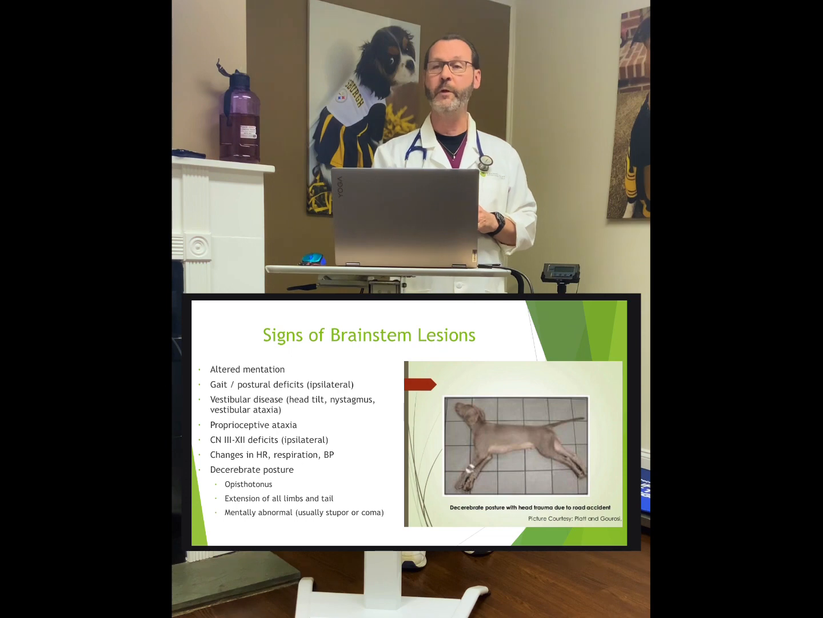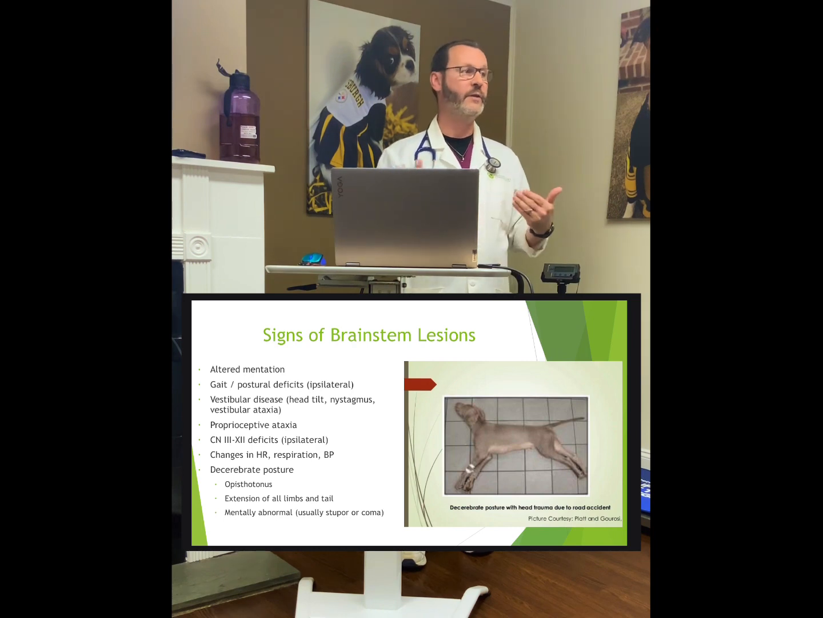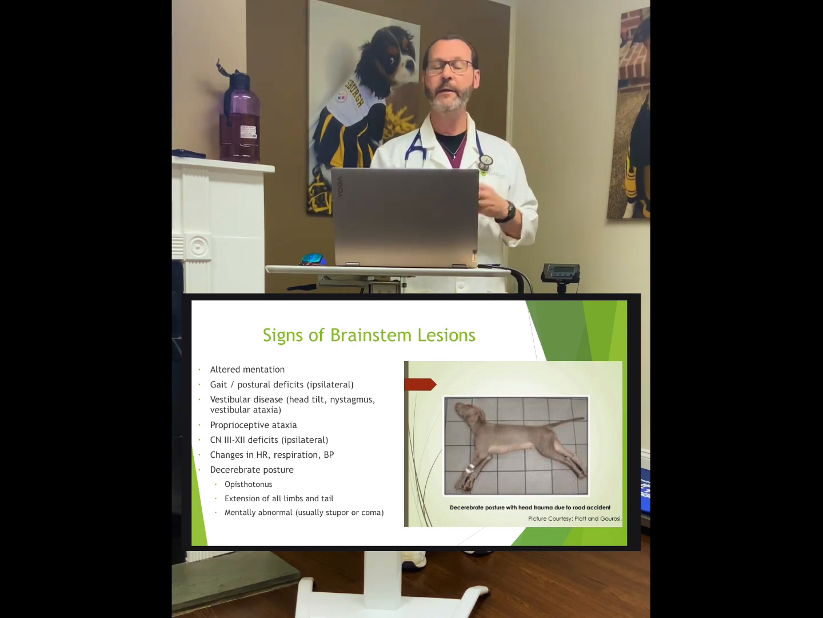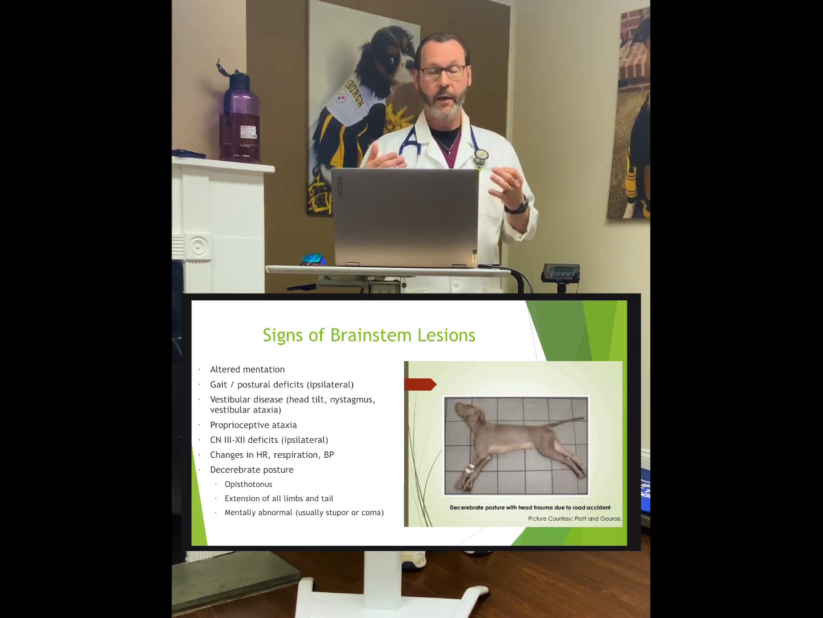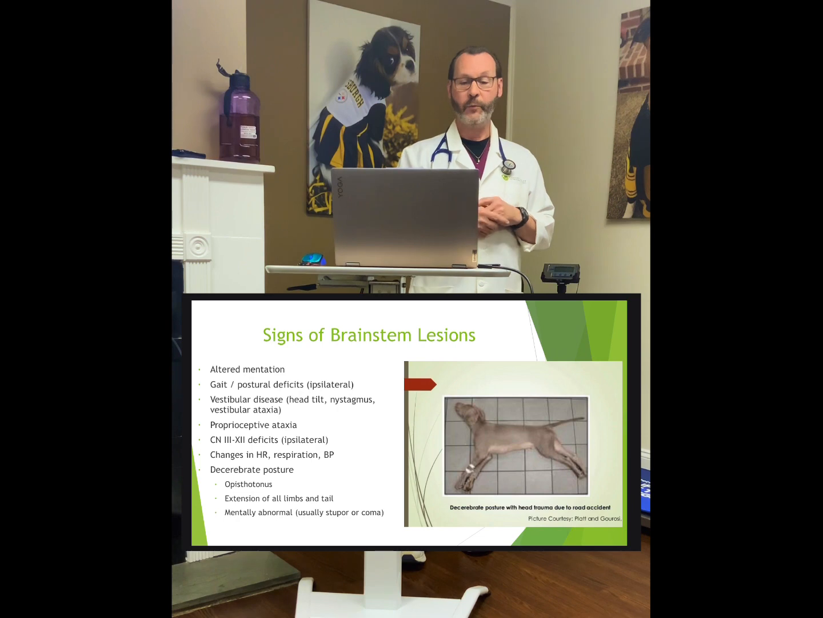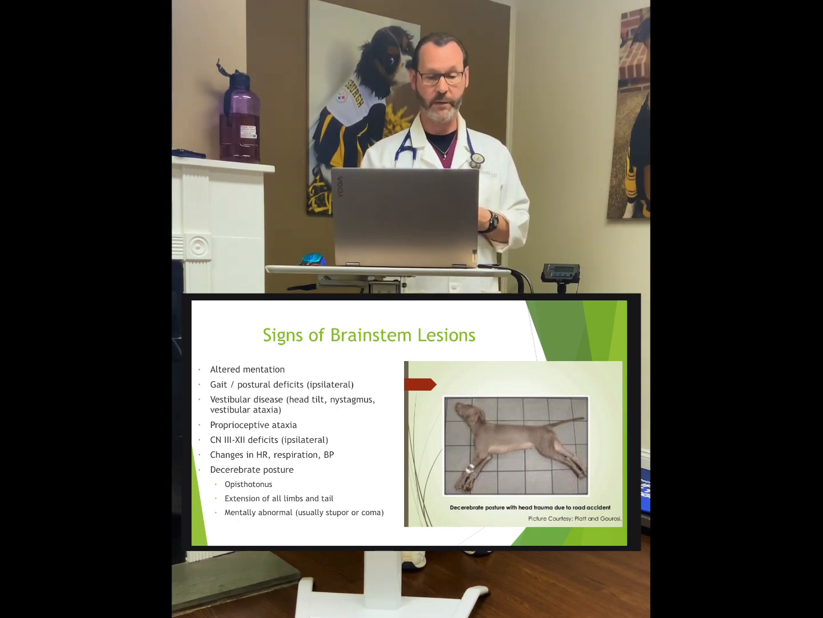I'm going to talk a little bit more in a little while about what vestibular ataxia specifically means. Proprioceptive ataxia, so as you're seeing, there's a couple types of ataxia that we can see and define. And again, we'll define those a little bit, but you can get both proprioceptive and vestibular ataxia associated with brainstem lesions. Of course, cranial nerve 3 to 12 deficits, and they're going to be ipsilateral if there's a brainstem lesion. Changes in heart rate, respiratory rate, blood pressure, the autonomic functions of the body.